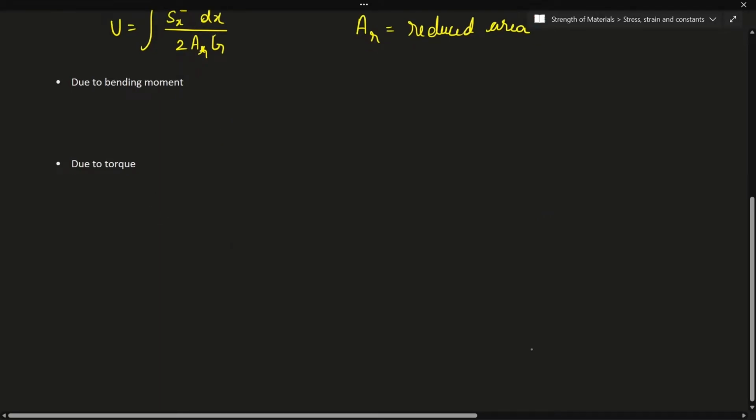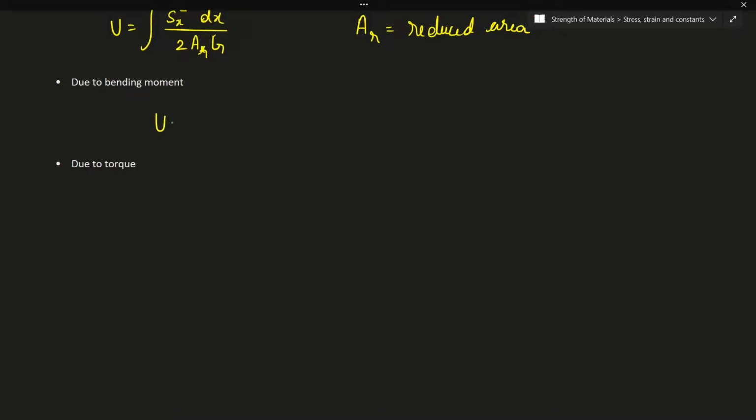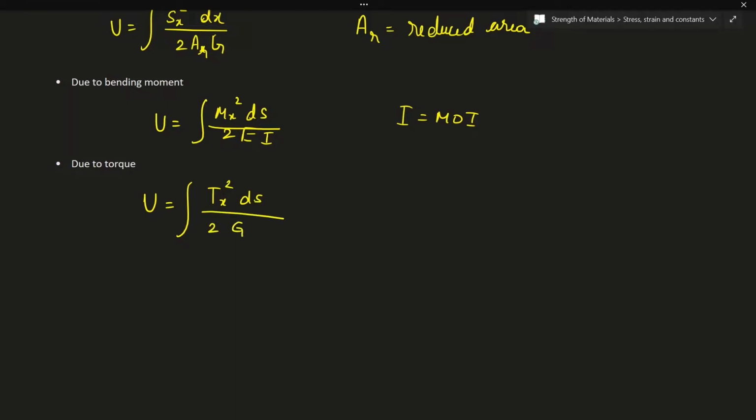And the strain energy due to bending again is given by U is equal to integral Mx square dx divided by 2 E into I. So I is the moment of inertia. And for the strain energy due to torque, again we are going to have integral T square dx divided by 2 into G into Ip. So Ip is the polar moment of inertia.